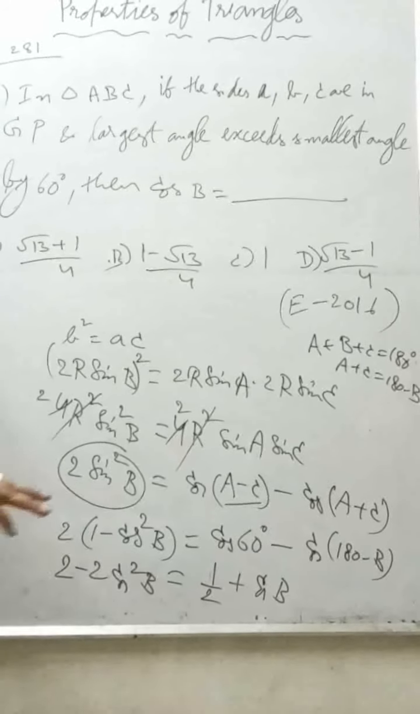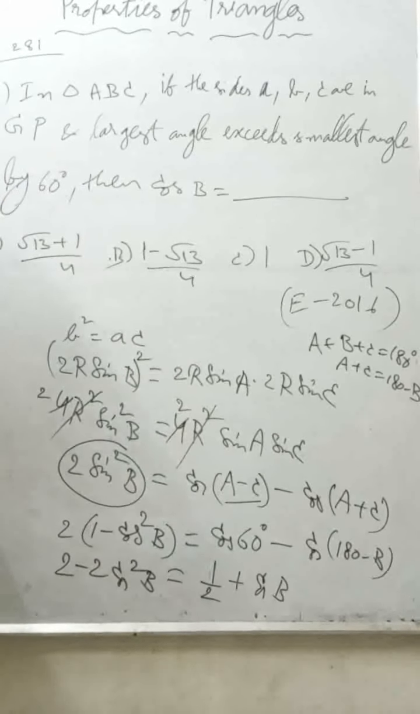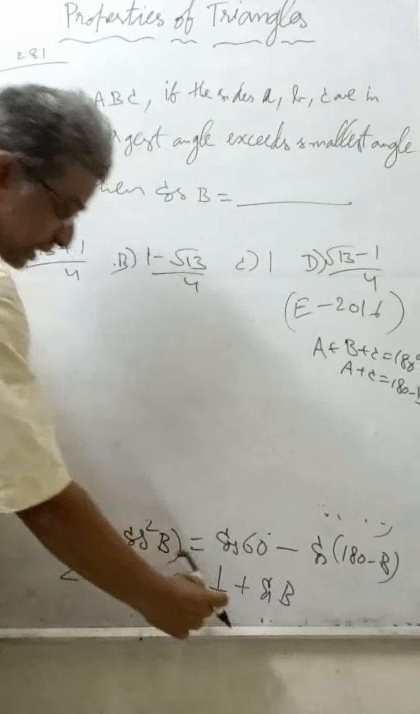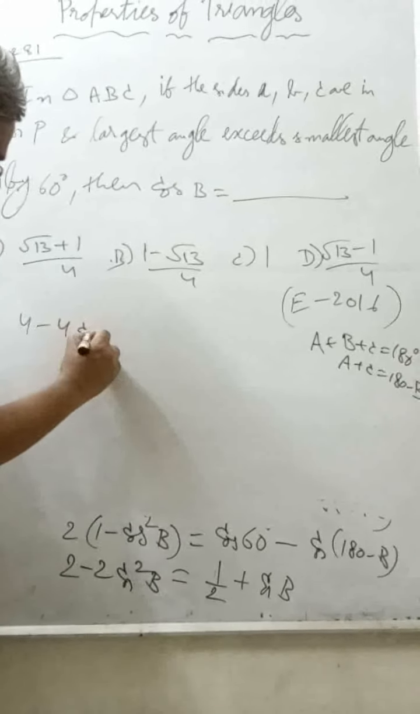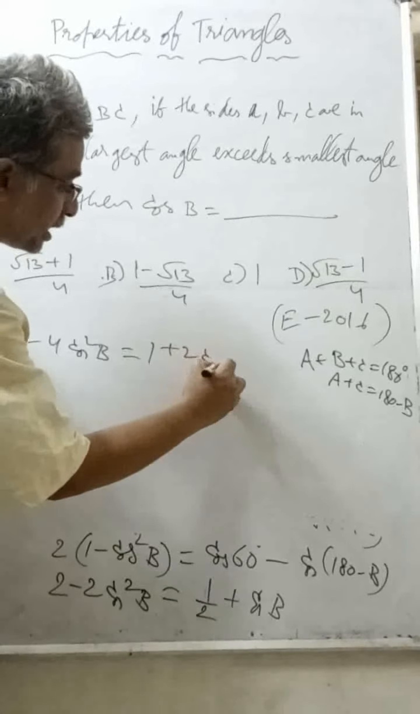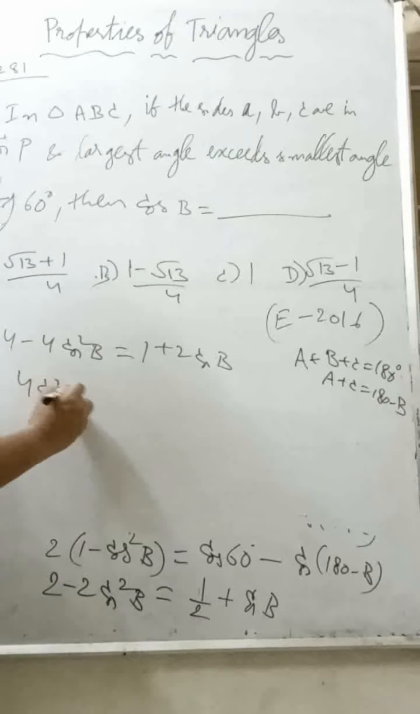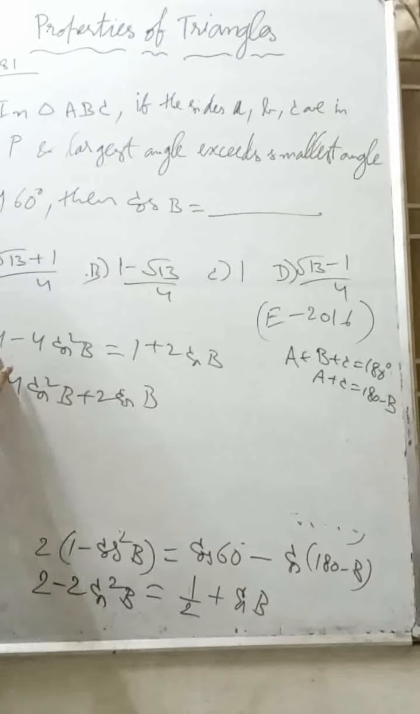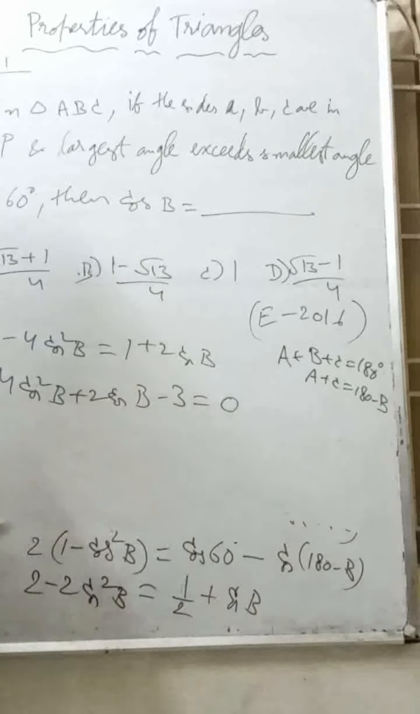Now I will take LCM and 2 to this side, simplify. I will get cos B, whatever is asked. Now 2 is LCM and 2 to this side: 2 twos are 4, 4 minus 2 cos square B equal to 1 plus 2 cos B. Bringing all to one side, 4 cos square B plus 2 cos B plus 1 minus 4 equals minus 3, equal to 0.